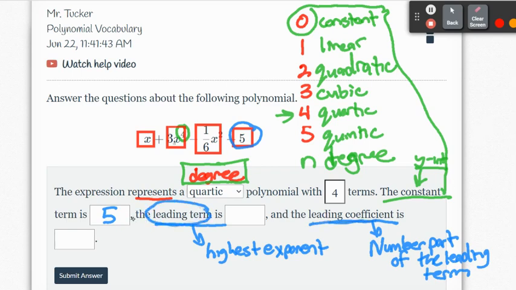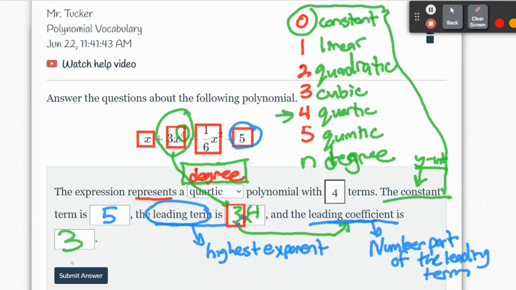So the highest exponent was the 4. So the whole term goes in this box. So we say 3x to the 4 is the leading term. And the number part of that is very simply the 3. Not the 4, the 3. The number in front of the variable, the number that's being multiplied by the variable. This is what I'm talking about when I say the leading coefficient. So leading coefficient is just the 3.